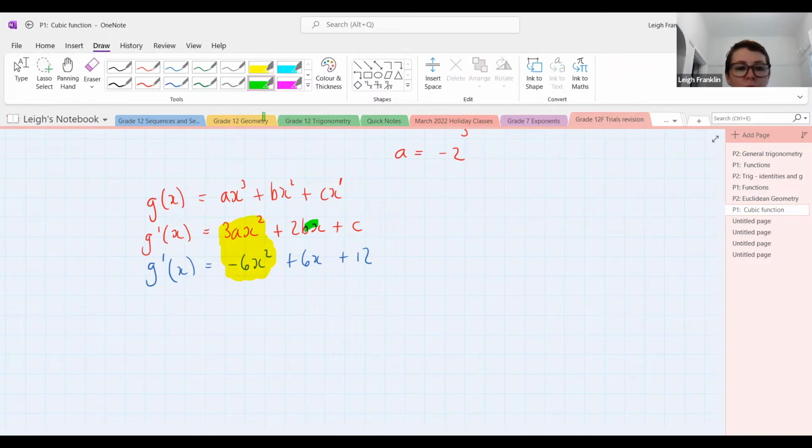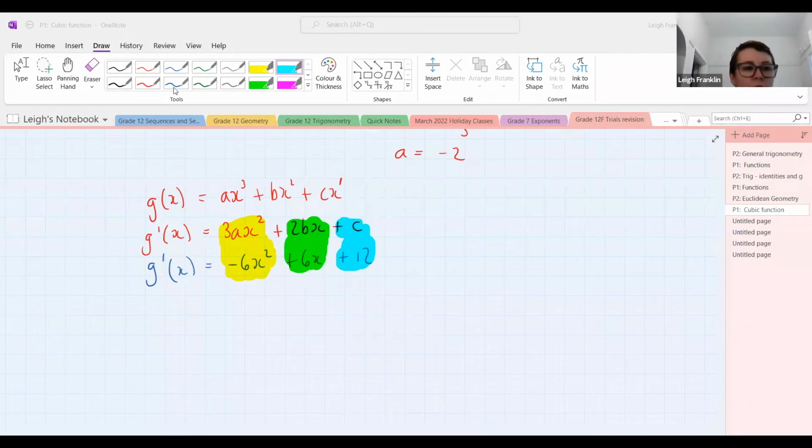And this term over here is this term. They're the same. And this term over here is this term here. Okay, so what we have to do is use inspection and work backwards.